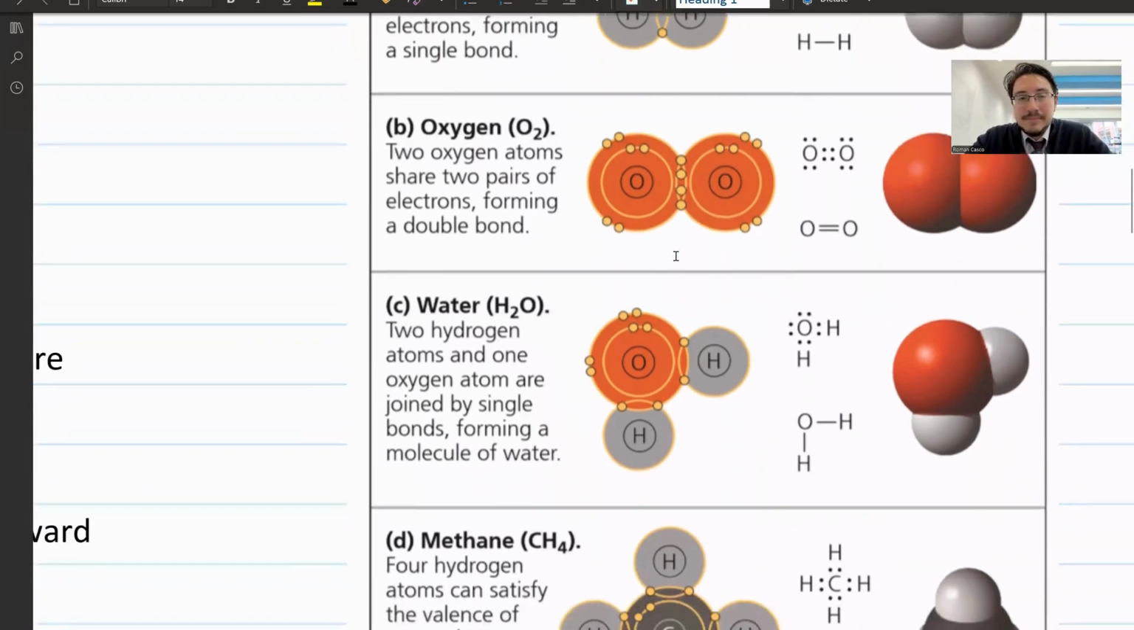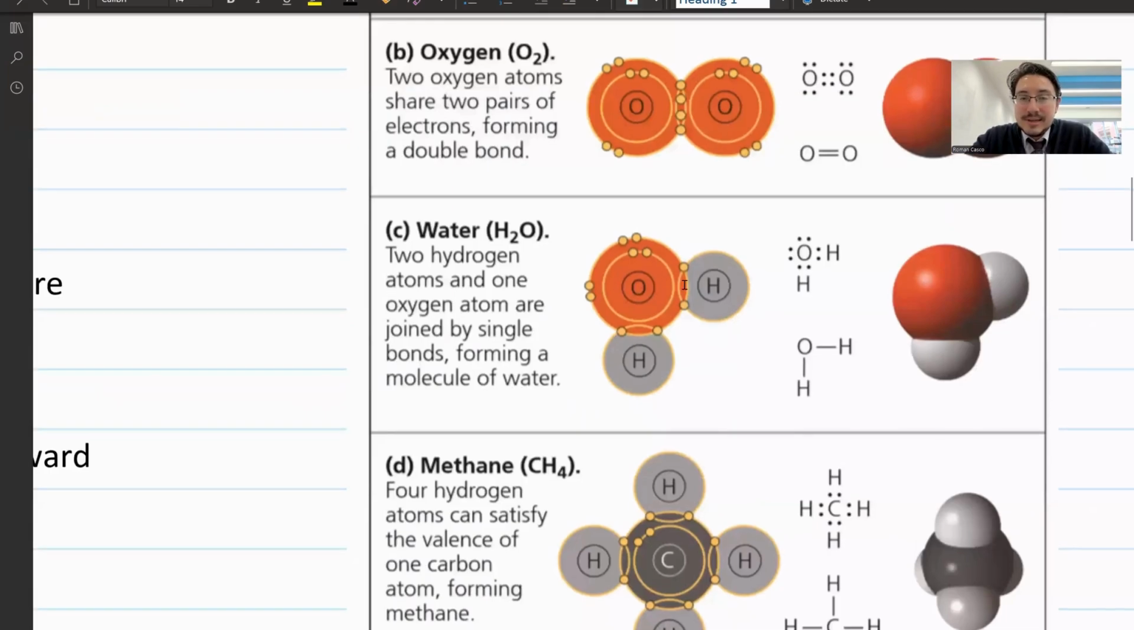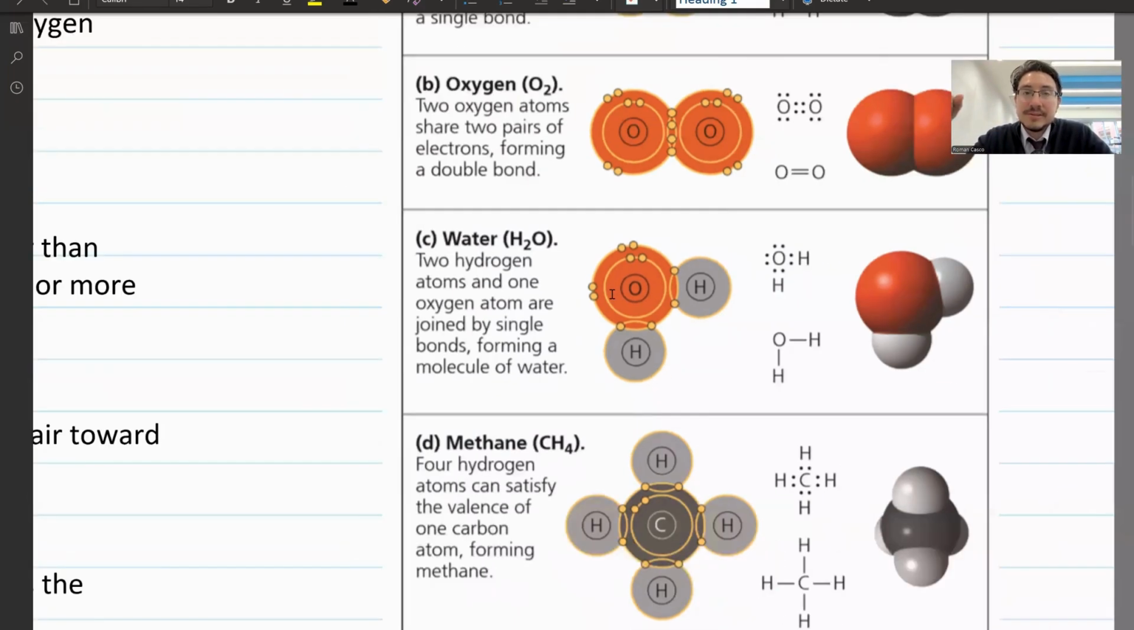You don't necessarily have to have the same atom. You can also create a covalent bond with different types of atoms. Water is a very famous example. You have hydrogen bonding with an oxygen atom, and then you have another hydrogen bonding with that same oxygen. They're each sharing one pair of electrons. Ultimately, everyone has their valence shell filled.